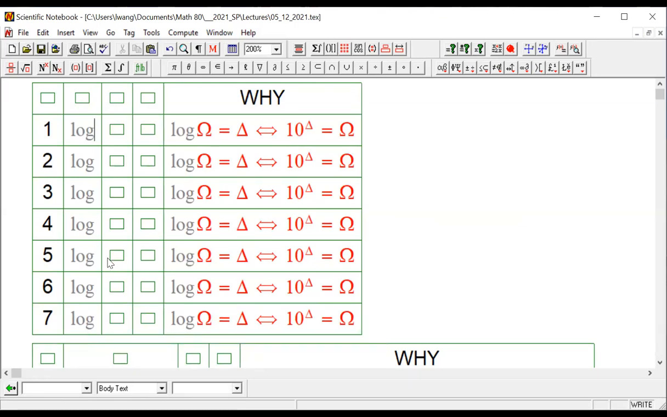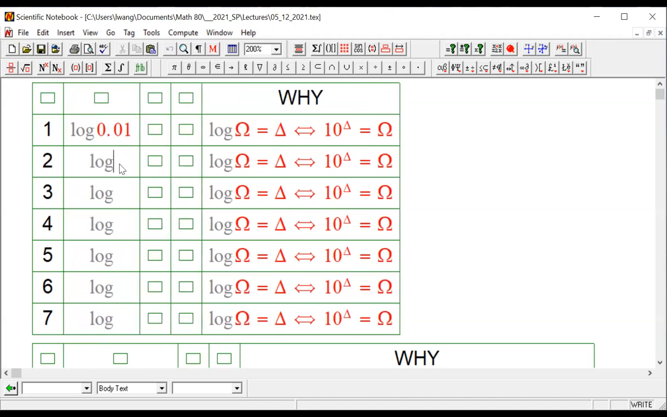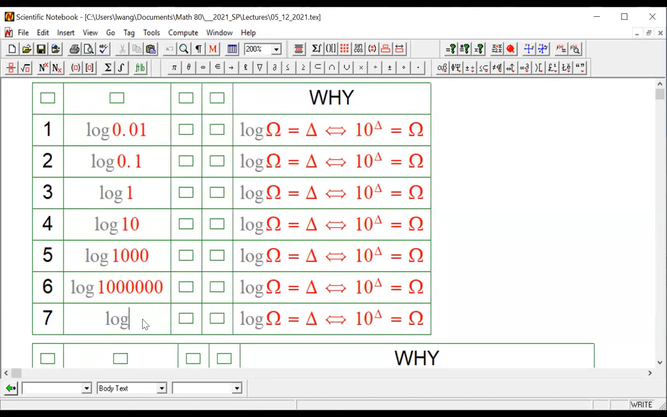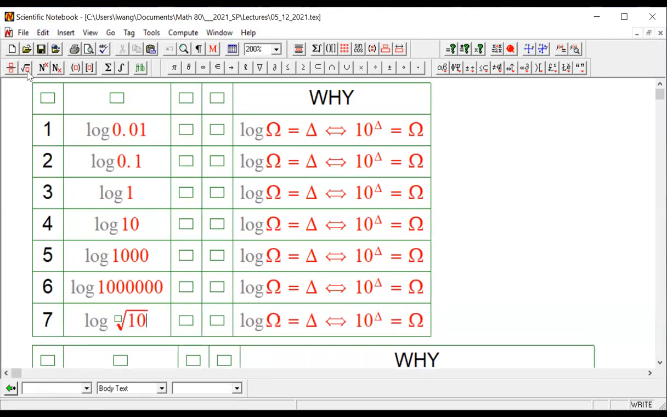Most calculators have this function, but of course we're not using a calculator. The omega values are 0.01, 0.1, 1, 10, 1,000, this is 1 million, and this one is square root of 10.